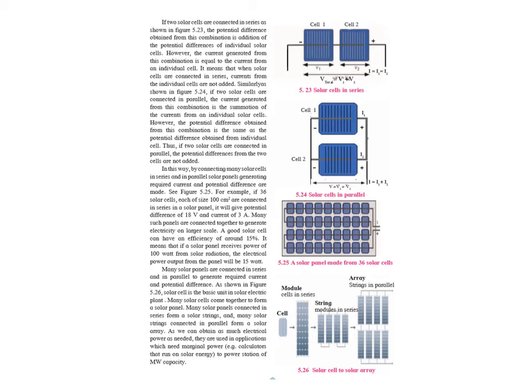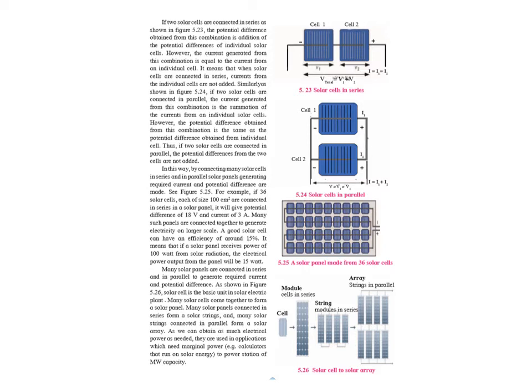Similarly, in case of parallel, down in the diagram if you see, if two solar cells are connected in parallel, what happens? The current generated from this combination is the summation or addition of the current from an individual solar cell, whereas the potential difference obtained in this combination remains constant, the same as the potential difference obtained from an individual cell. Thus, if two solar cells are connected in parallel, the potential differences from the two cells are not added. This is similar to what we have learned about connection in series and connection in parallel.